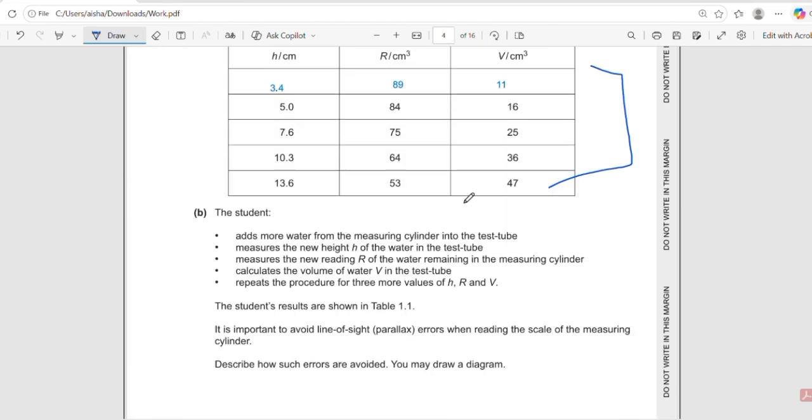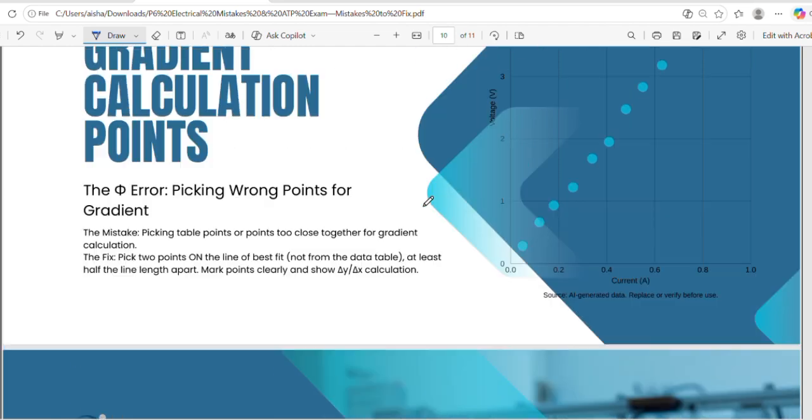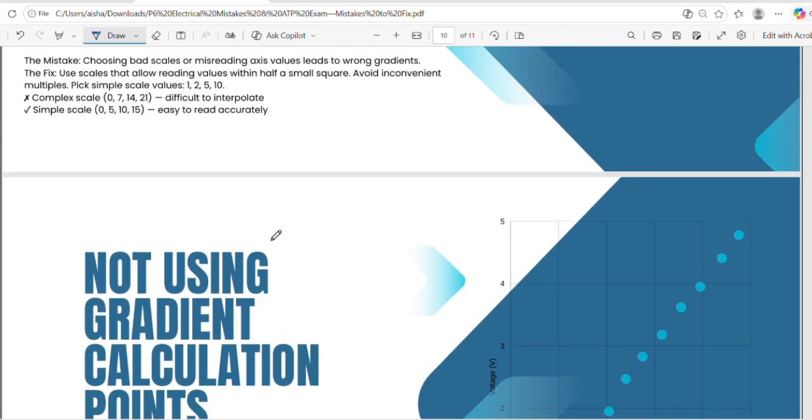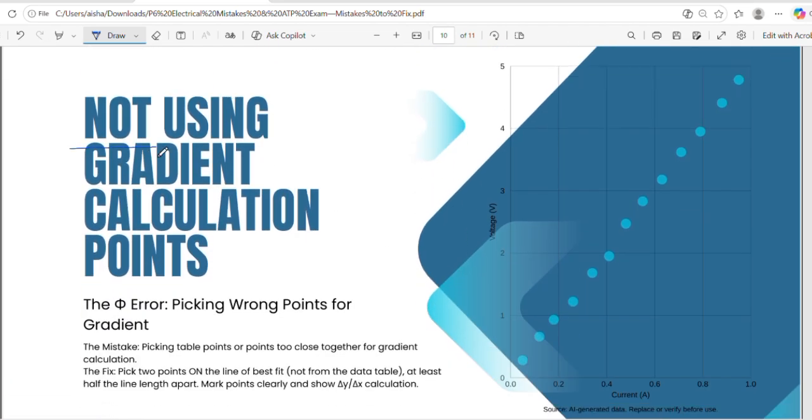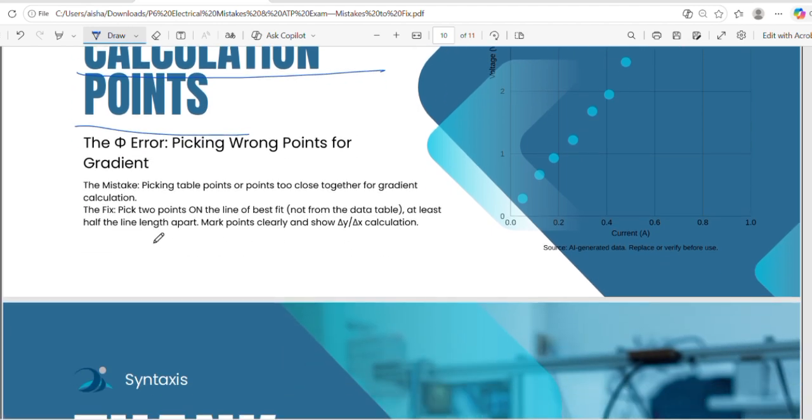So those are the most important mistakes that people make, like picking the wrong points for the gradient calculation. The mistake is picking table points or points too close together for gradient calculation, and the solution is to pick 2 points on the line of best fit, not from the data table, at least half the line length apart. Mark points clearly and show the change in y over the change in x, which is just y2 minus y1 over x2 minus x1. And that's it.